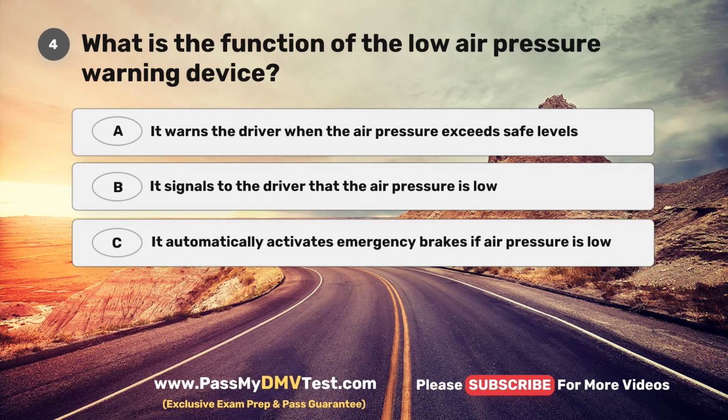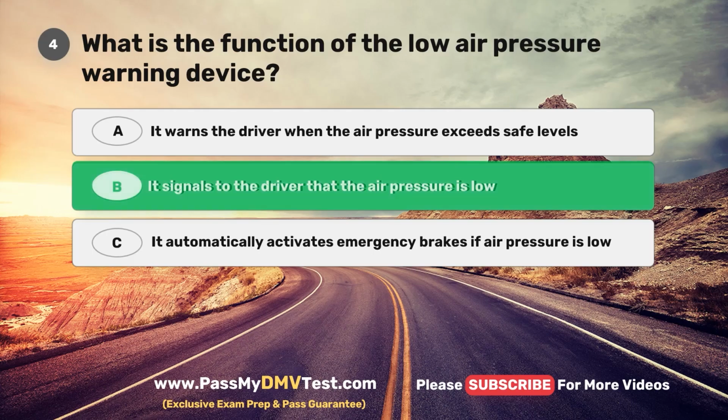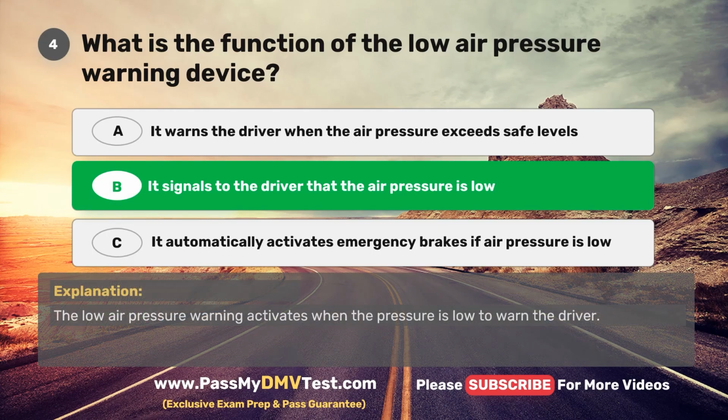Question 4. What is the function of the low air pressure warning device? A. It warns the driver when the air pressure exceeds safe levels. B. It signals to the driver that the air pressure is low. C. It automatically activates emergency brakes if air pressure is low. The correct answer is B. It signals to the driver that the air pressure is low. The low air pressure warning activates when the pressure is low to warn the driver.